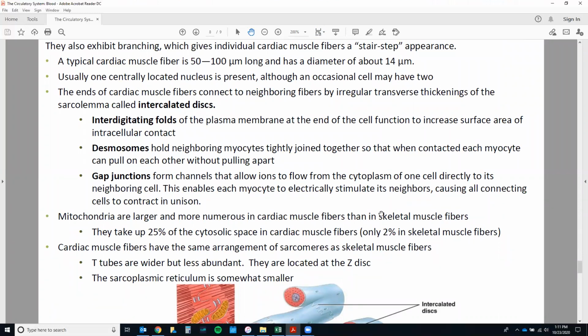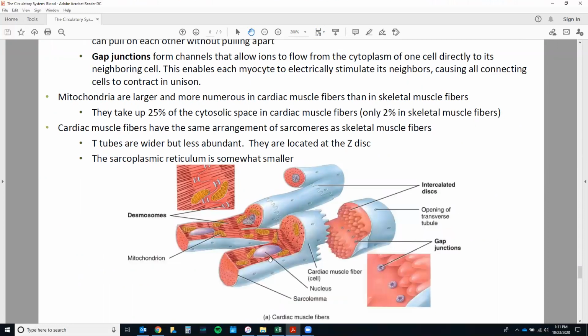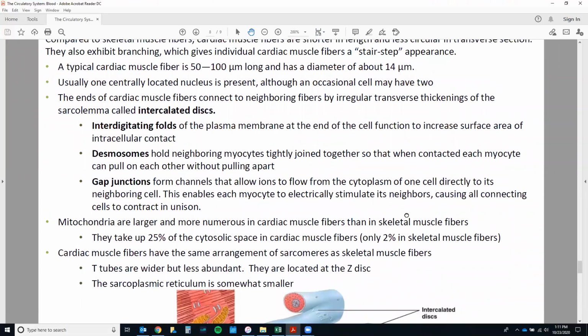If you think back, we learned that skeletal muscle was multinucleated. Here we see that cardiac muscle is typically uninucleated, with the nucleus centralized in the middle of the muscle fiber. Occasionally, we do find a cell that may have a second nucleus, but typically it's just one.